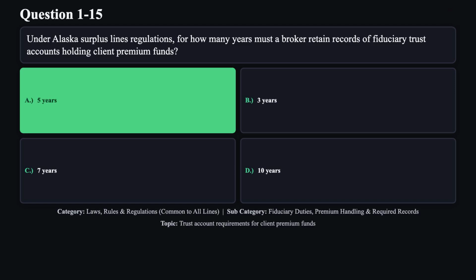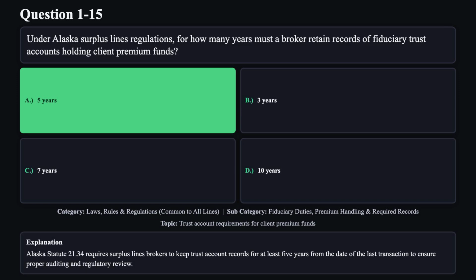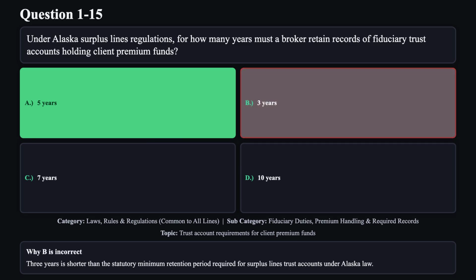The correct answer is A. Alaska Statute 21.34 requires surplus lines brokers to keep trust account records for at least 5 years from the date of the last transaction to ensure proper auditing and regulatory review. Reason B is not correct. 3 years is shorter than the statutory minimum retention period required for surplus lines trust accounts under Alaska law.